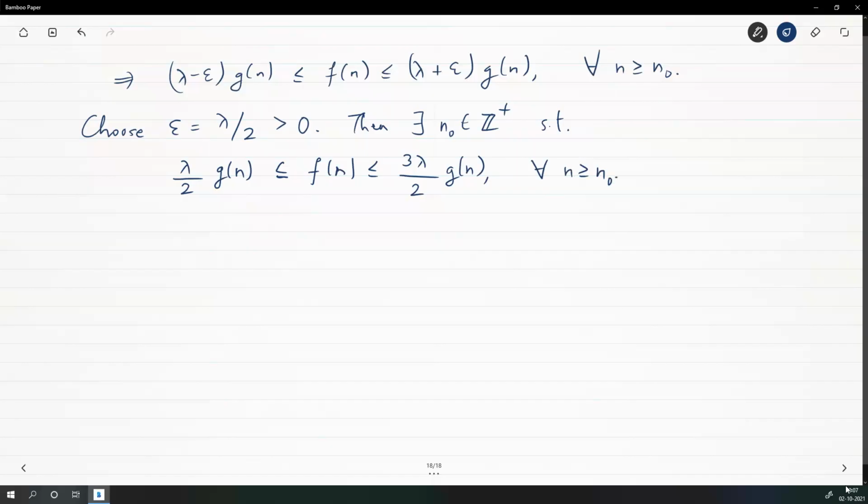And now are we done? We are done because we have an n naught and two positive constants c1, c2. So now c1, if you check, will be 3 lambda by 2, and c2 is lambda by 2, both positive, such that this inequality holds: c2 times g of n at most f of n at most c1 times g of n for all n greater than or equal to n naught. So this is what it is, right? And therefore, by definition, this implies, thus, f of n is equal to theta of g of n.